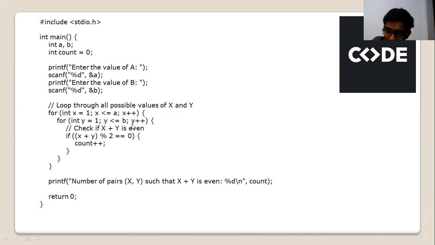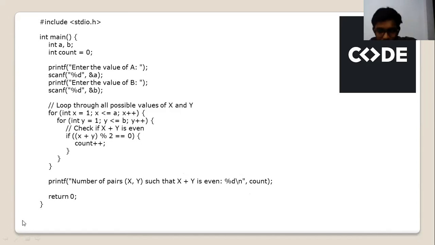Okay, x plus y is even, so the count will be increased by 1. Print number of pairs of x comma y such that x plus y is even, percent d slash n, count, return 0. We have to put the last closing bracket. This is a must. If we forget this, the code will not run.